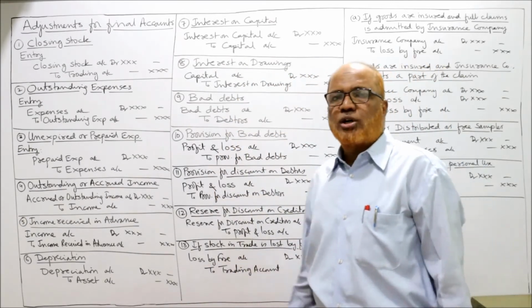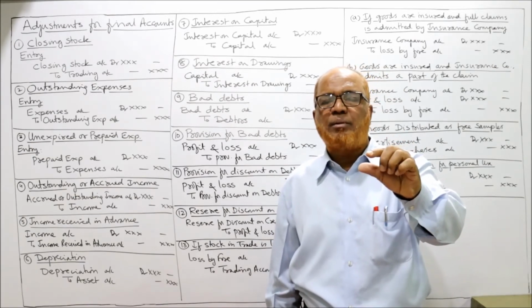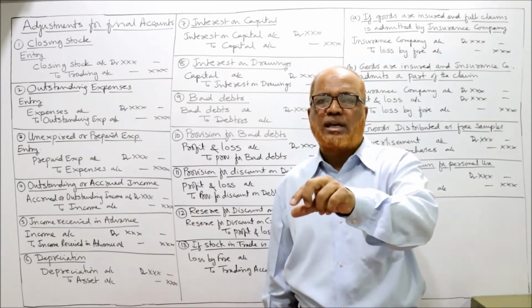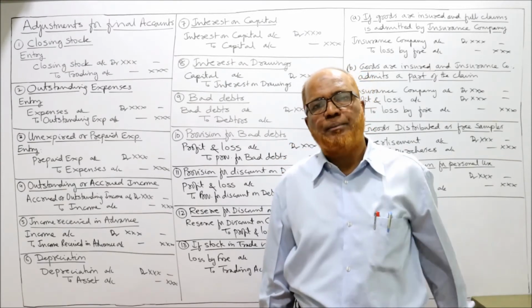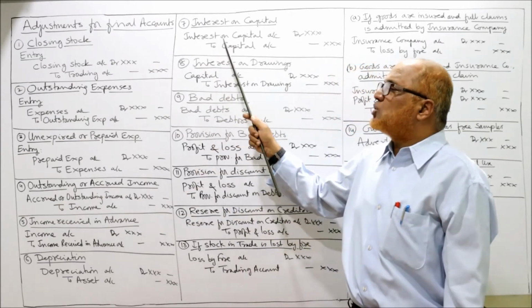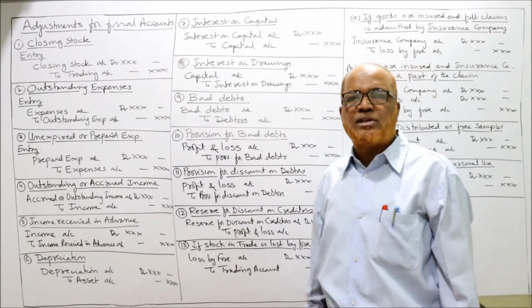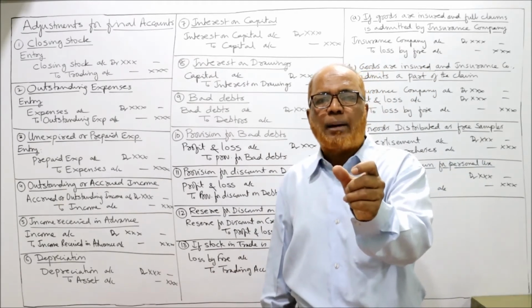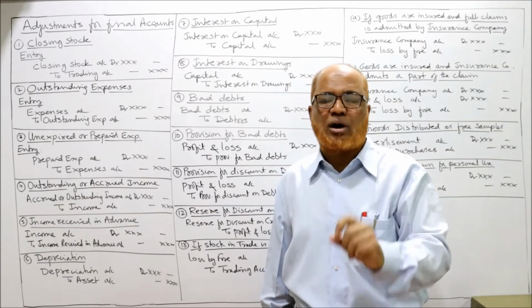Next is interest on capital. In some of the problems, in the adjustments it will be given: provide interest on capital at 5%. This is the adjustment given. So how to make that? What is the entry for this? Interest on capital account debit to capital account. What is the impact of this one? Interest on capital will be taken on the debit side of the profit and loss account.